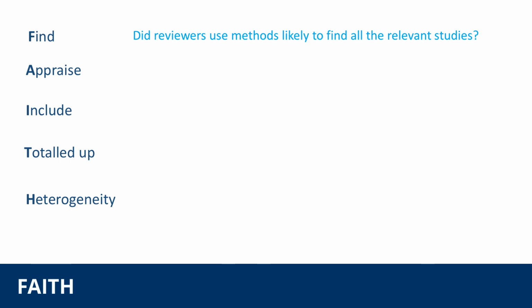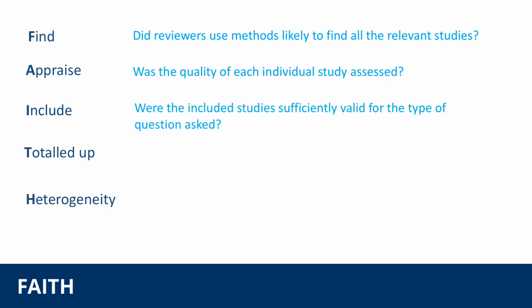FAITH stands for Find, Appraise, Include, Total up and Heterogeneity. Each of the FAITH items corresponds to the key steps of review conduct. For Find, we consider whether the systematic reviewers have used methods that are likely to find all the studies answering the review question. For Appraise, we want to check whether the reviewers assess the quality or risk of bias of the studies they've included in the review.